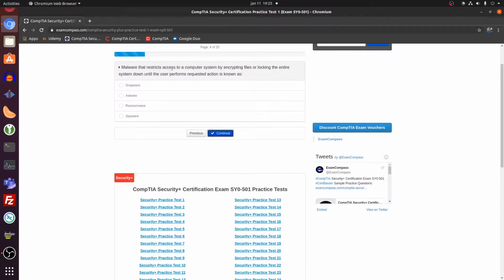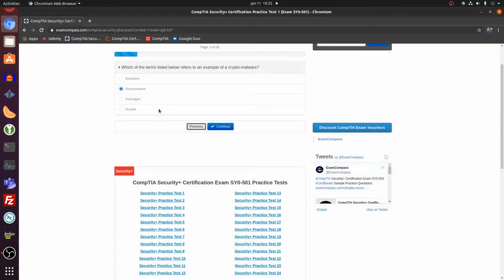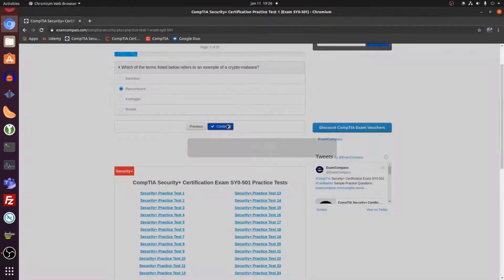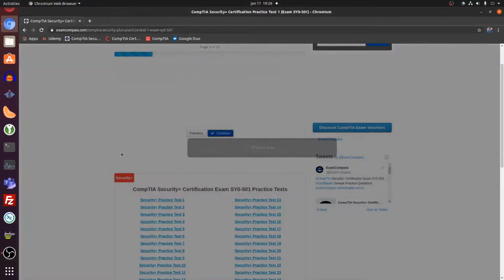Malware that restricts access to a computer system by encrypting files or locking the entire system down until the user performs requested action is known as also ransomware. Let's see, let's go back one. Crypto malware, rootkit, keylogger, backdoor. I stick with ransomware, and this one also ransomware.